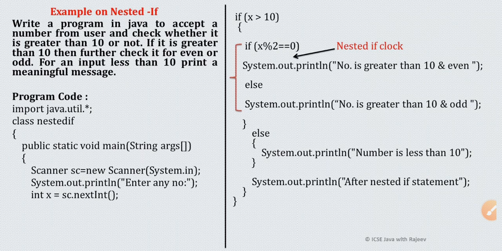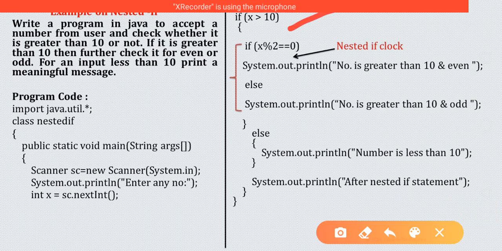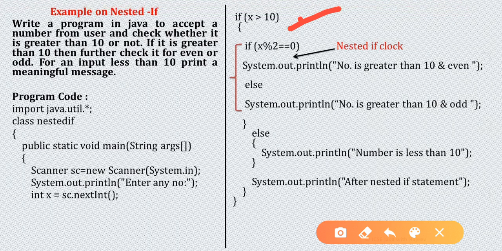So let's start with the program logic. I have declared a class NestedIf. I have written the main method, created a Scanner class object, accepted a number, and stored the number in a variable x. In the first condition I am checking x greater than 10. For example, I will enter the x value 12, assume.